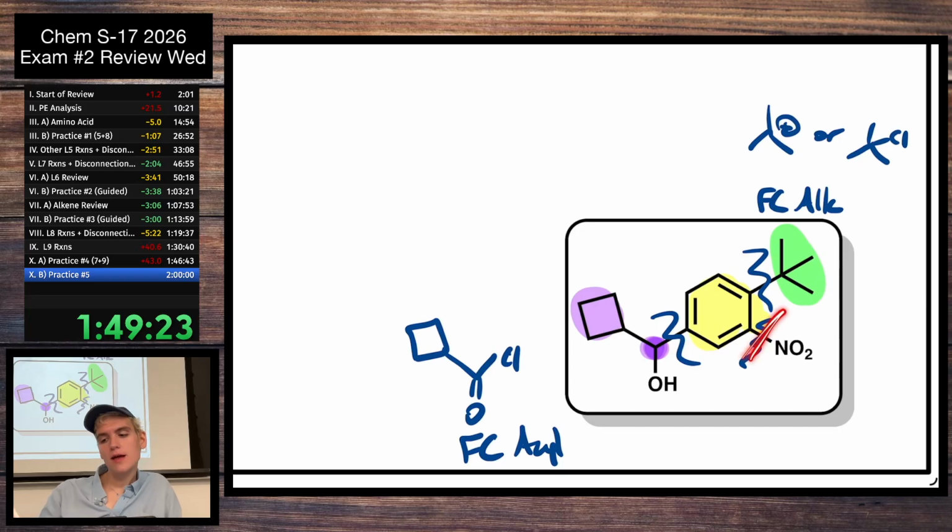But then also, okay, let's imagine we're trying to add our NO2 and we have these two things. How does that tert-butyl direct? Ortho/para or meta?